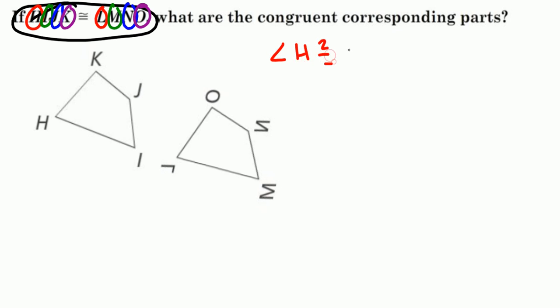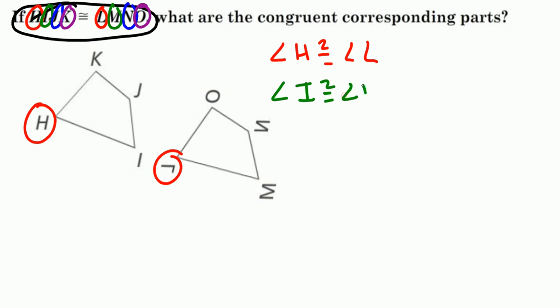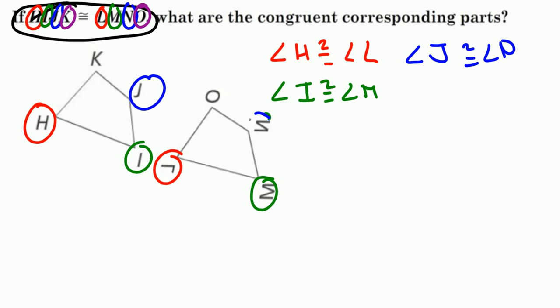is congruent to angle L. And I know that from the congruency statement. I know angle I is congruent to angle M. I is going to be congruent to M. I know angle J is congruent to angle N, J and N. And lastly, angle K is congruent to angle O.